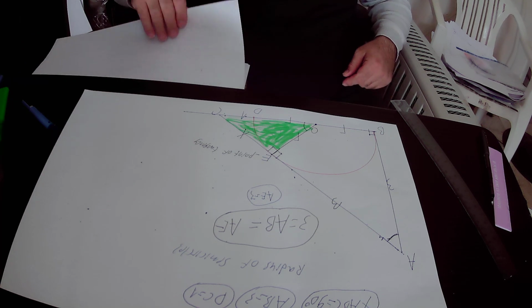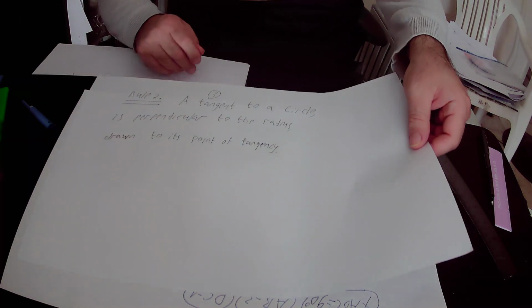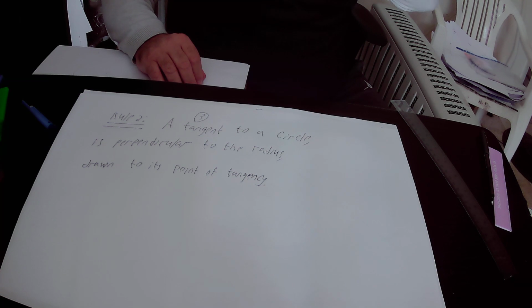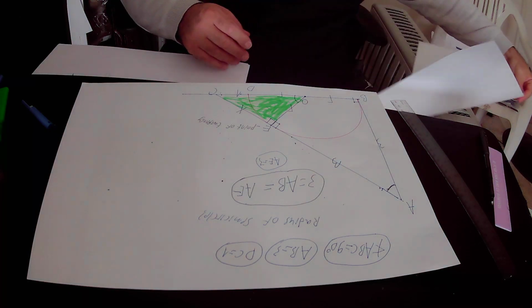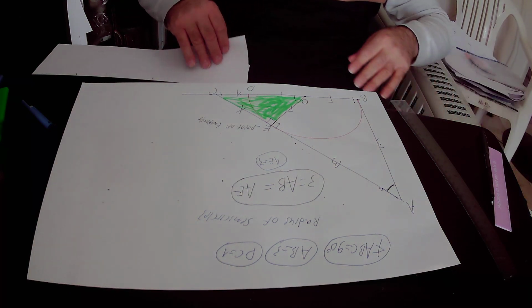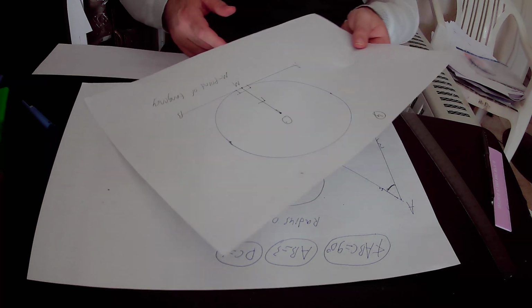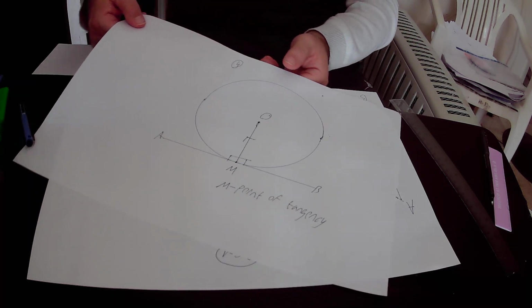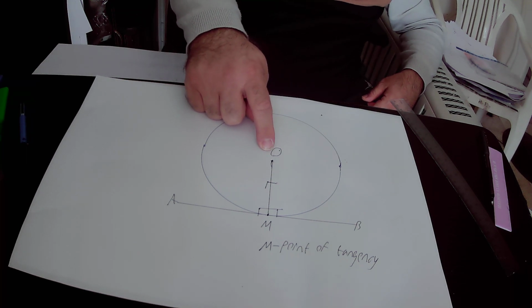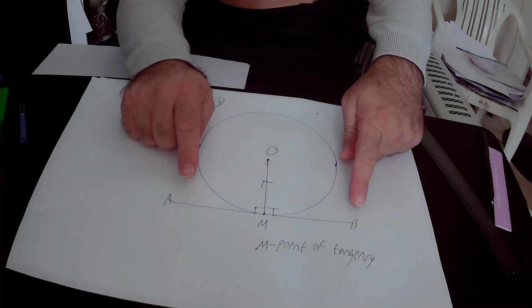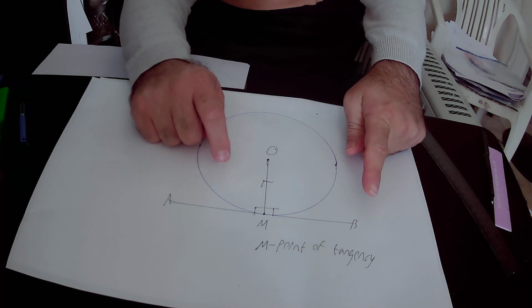Then I presented to you rule number 2. According to rule number 2, a tangent to a circle is perpendicular to the radius drawn to its point of tangency. So what is the meaning of rule number 2? The meaning of rule number 2 is that if we have this blue circle, and we know that the center of this blue circle is at point O, and we have tangent AB. Tangent AB is tangent to this blue circle at point M.